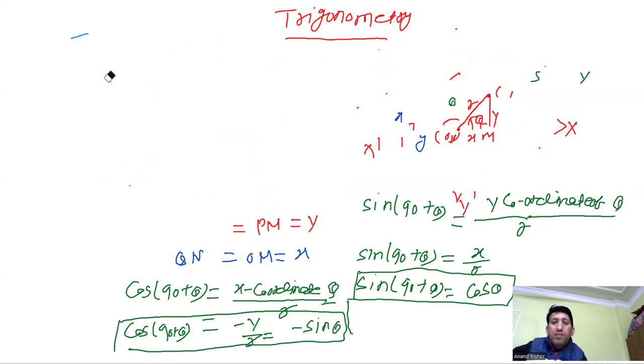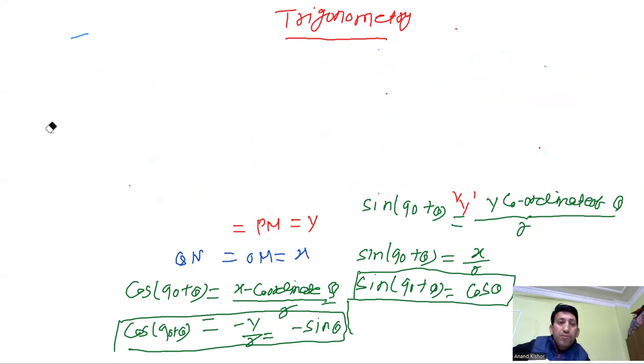First, I will erase all this so that you can understand better. Okay. So sine 90 plus theta is cos theta.